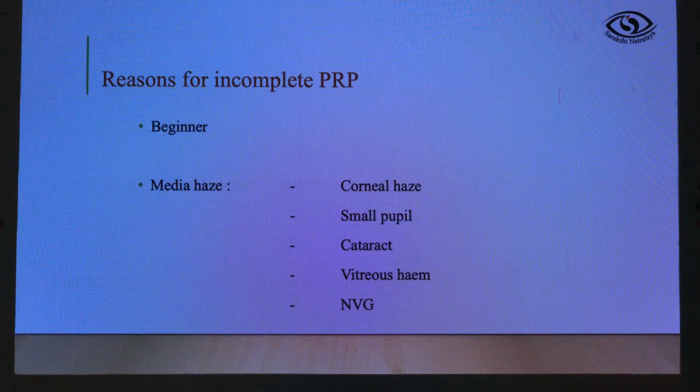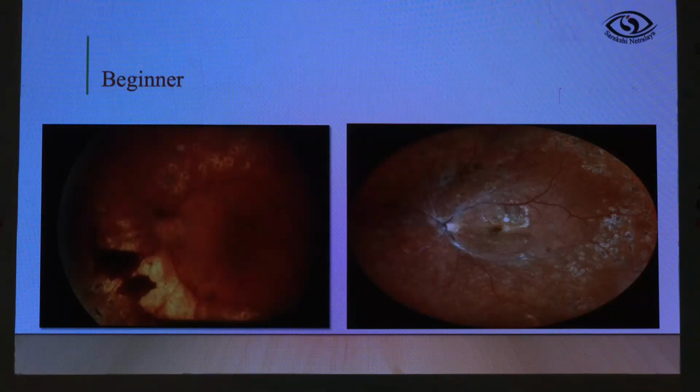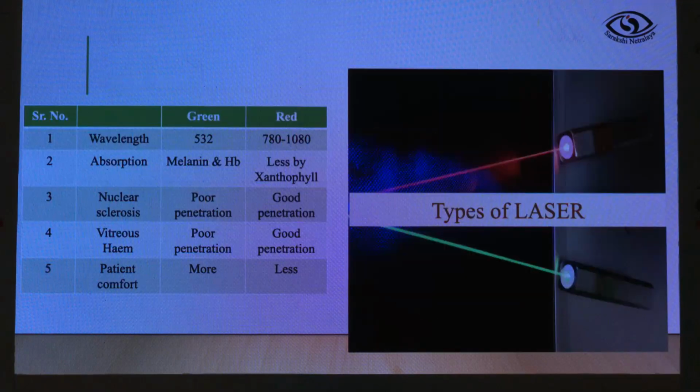So what are the reasons for incomplete PRP? The most common reason is a beginner. Yes, they are very known, and the media haze. So beginners, yes, because of the vitreous hemorrhage, or even if there is no media haze, then there are more chances that there will be skip areas while doing the PRP.